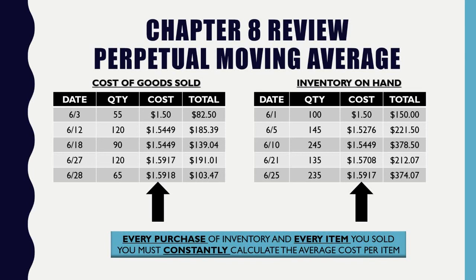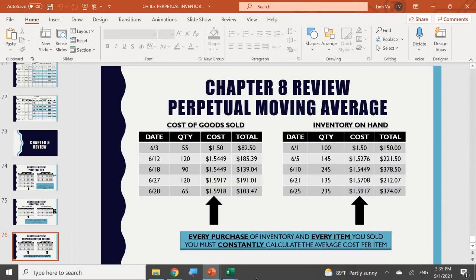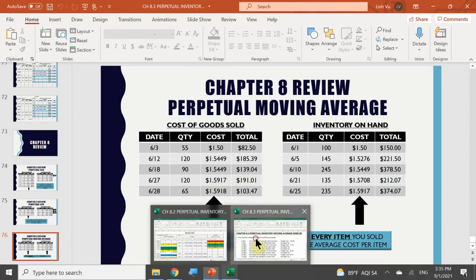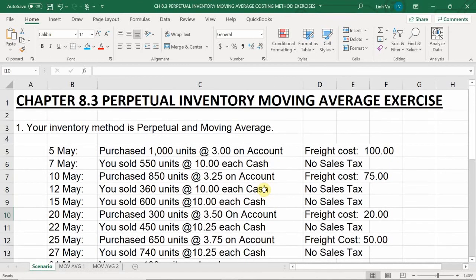All right. So let's go ahead and dive right into the inventory exercise. We have plenty of time to get through this. And once again, this is actually going to go a lot quicker than you think. I'm going to show you how I do it. So your inventory method is perpetual and it is moving average.